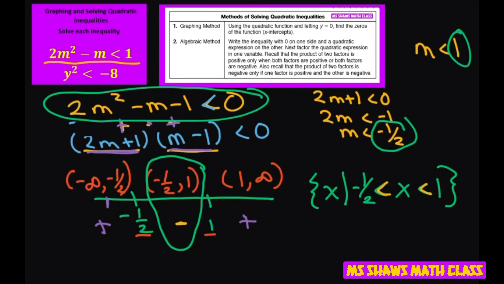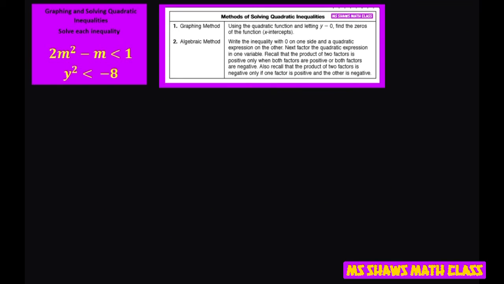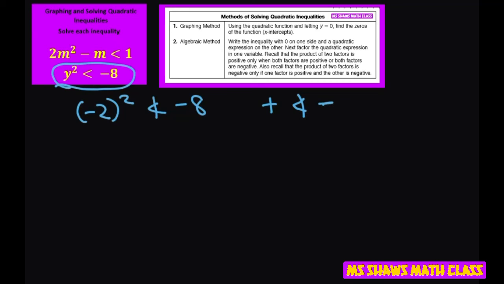Okay, for the second one, if you just look at this, there's no number of y that's going to be less than negative 8. So if I put negative 2 in here, square it, it can't be less than negative 8. Because any square you get is going to be positive. So a positive cannot be less than a negative. It has to be greater than a negative.